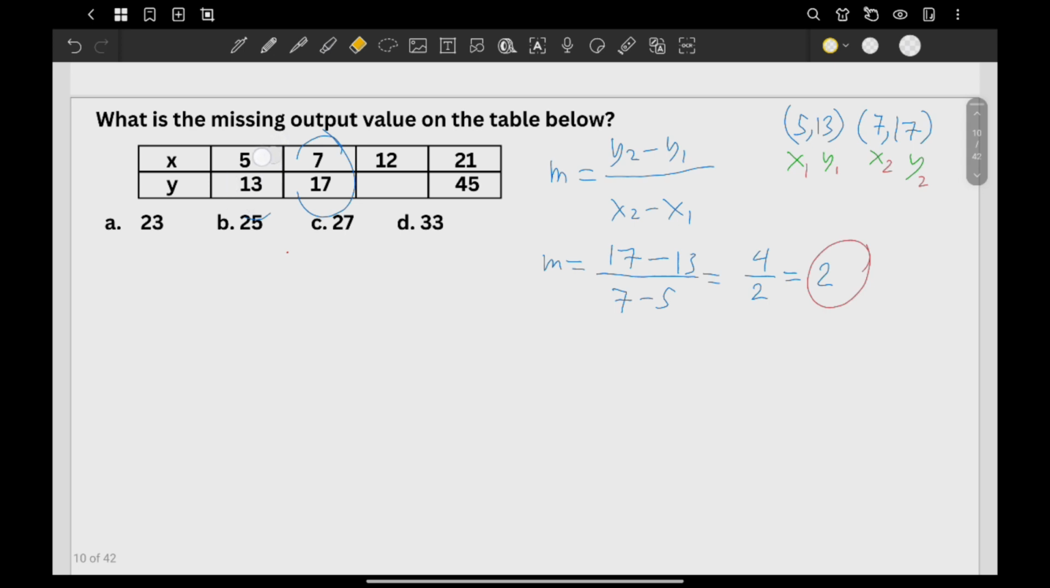As you can see on the x, from 5 it turns to 7, right? So what happened there? From 5 going to 7, we actually added 2, right? We jumped 2 times. 5 plus 2 is going to be 7.